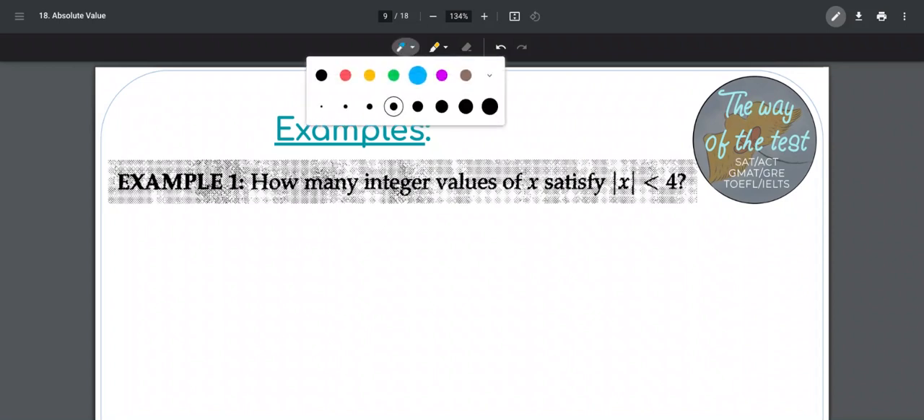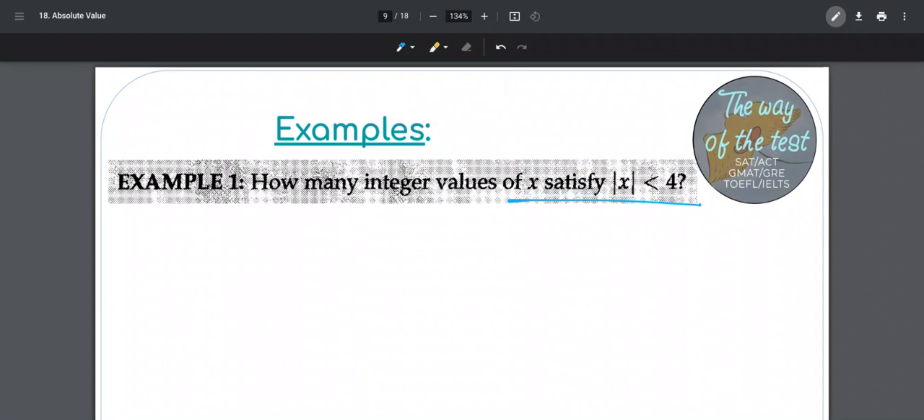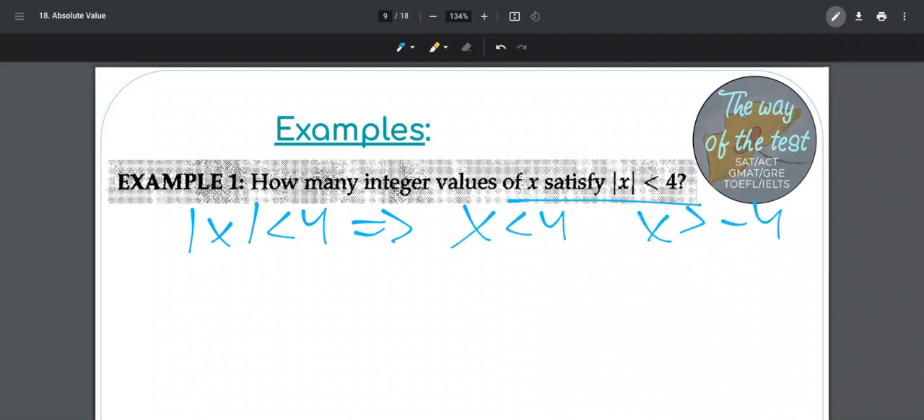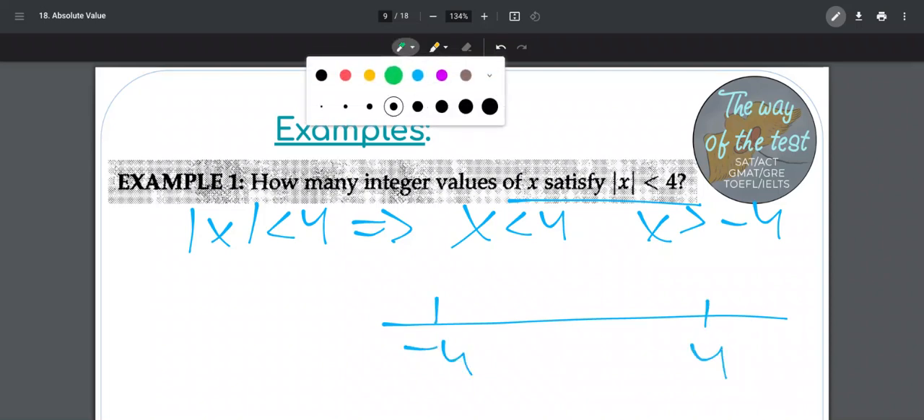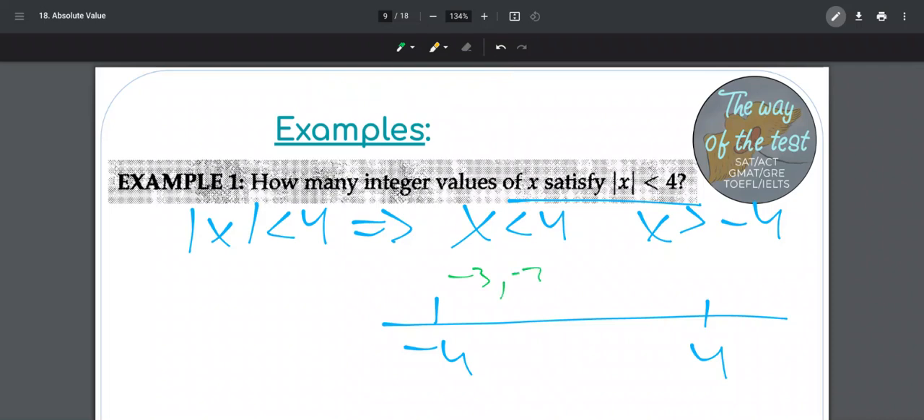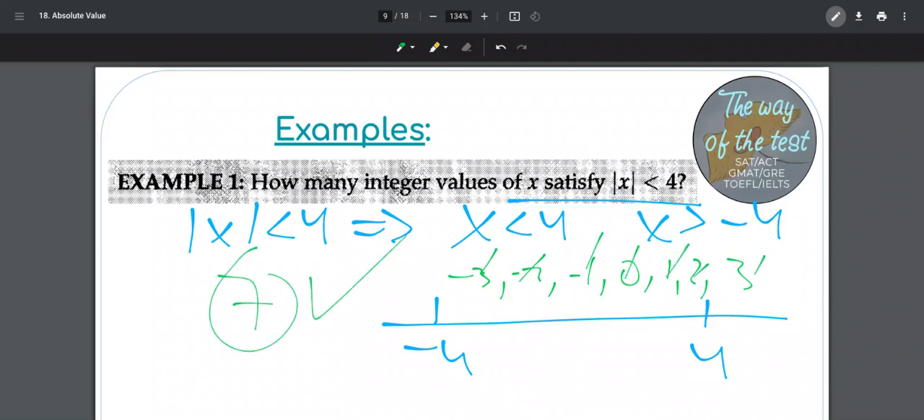Okay, how many integer values satisfy this? Absolute value of x is less than 4. Again, we apply the definition, means that either x is less than 4 or x is more than negative 4. So we have this range from negative 4 to 4. So we count how many integers we have. So we have negative 3, negative 2, negative 1, 0, 1, 2, and 3. So we have 1, 2, 3, 4, 5, 6, 7. I have 7 numbers, 7 integer numbers. Copy this.